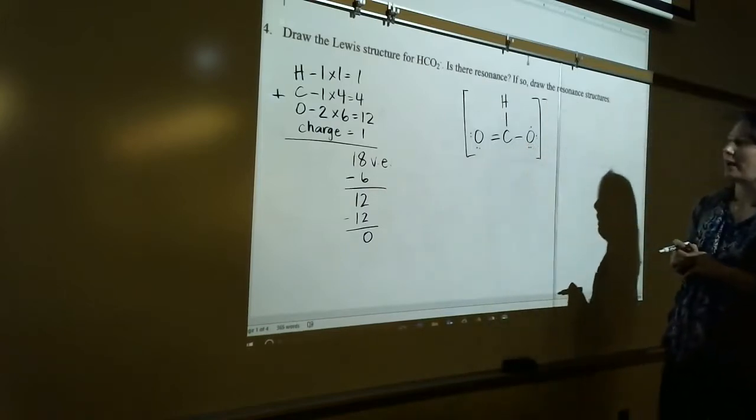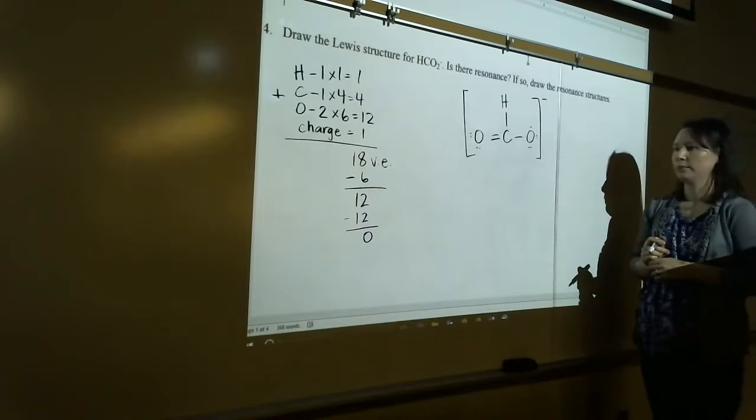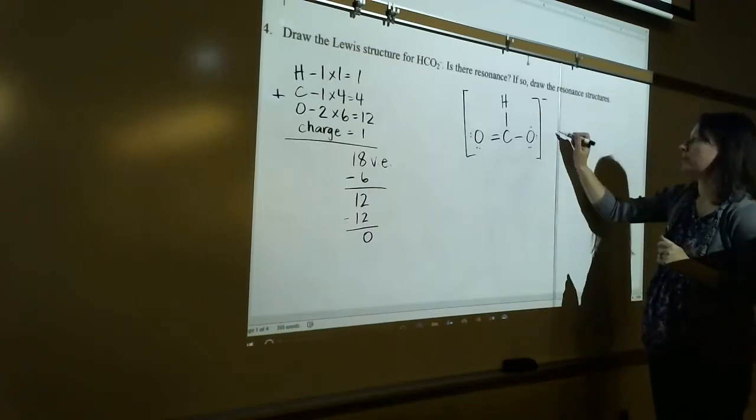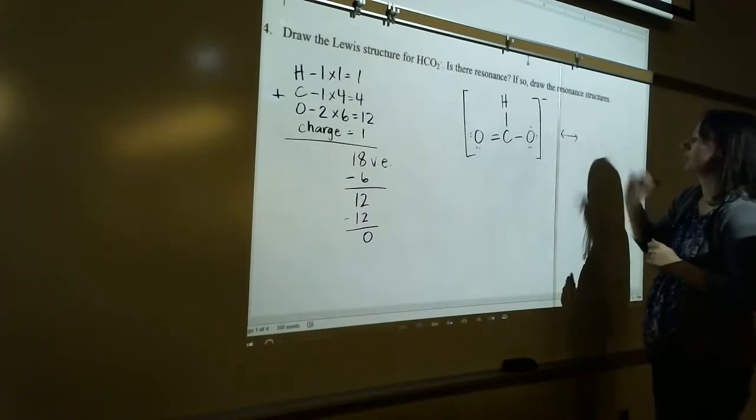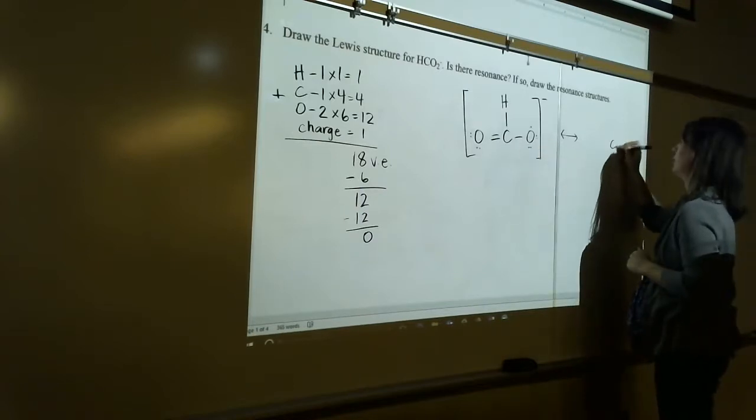Now, does this have resonance? Yes. What is resonance? More than one way, right? So what's the other resonance structure look like? Just have the double bond over here, right?